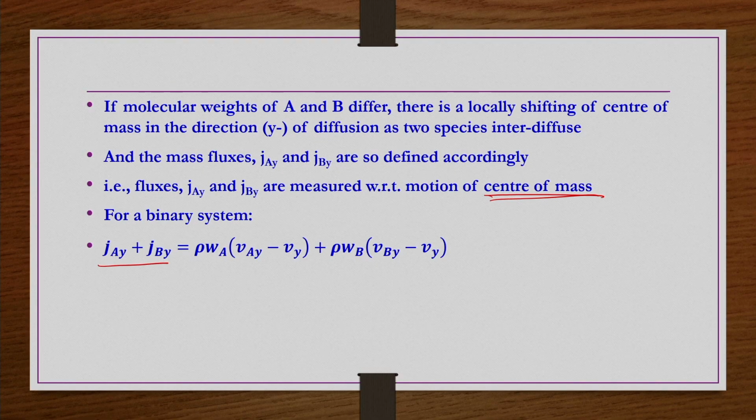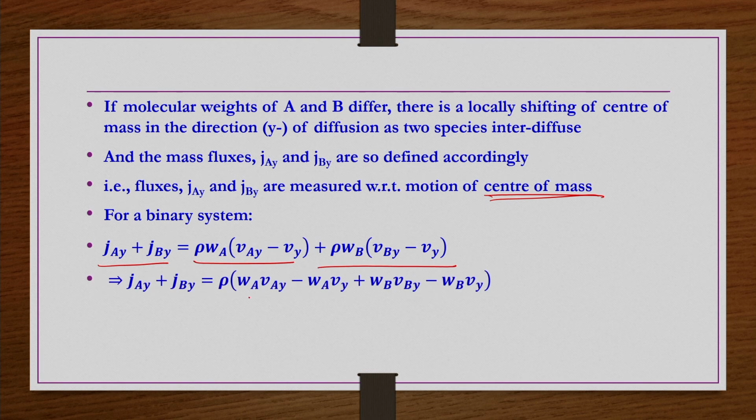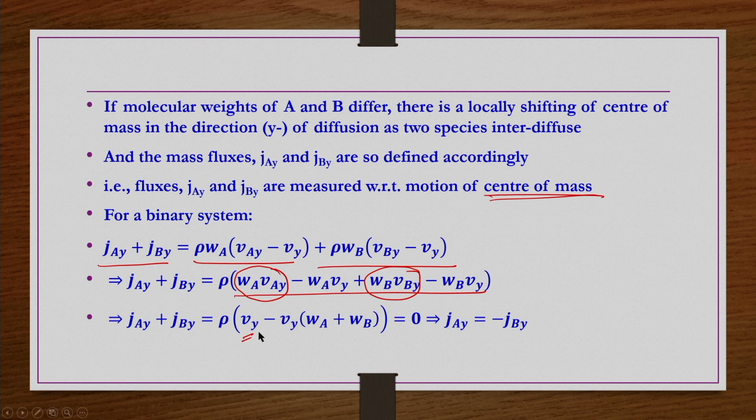So, for a binary system, if you add them together, that is j_Ay plus j_By. So, this is j_Ay, this is j_By. Now, we are taking rho common from both the terms of the right hand side, then this is what we have. So, w_A v_Ay plus w_B v_By is nothing but v, which in the previous slide we have seen is the mass average velocity.